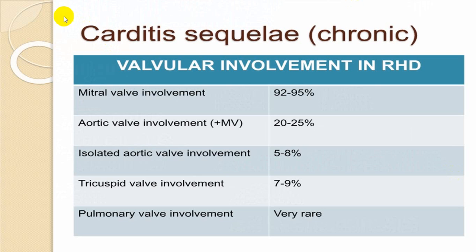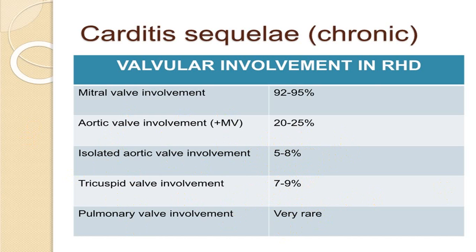If you take the valvular structure, you can see that 92 to 95% of the time that is a mitral valve. Second common valve is aortic valve, but aortic valve will never be isolated involvement. It is always with mitral valve, and it is in 20 to 25% of people. Isolated aortic valve is very rare. Tricuspid valve involvement is also rare, and pulmonary valve is very, very rare. So this will be the typical picture.